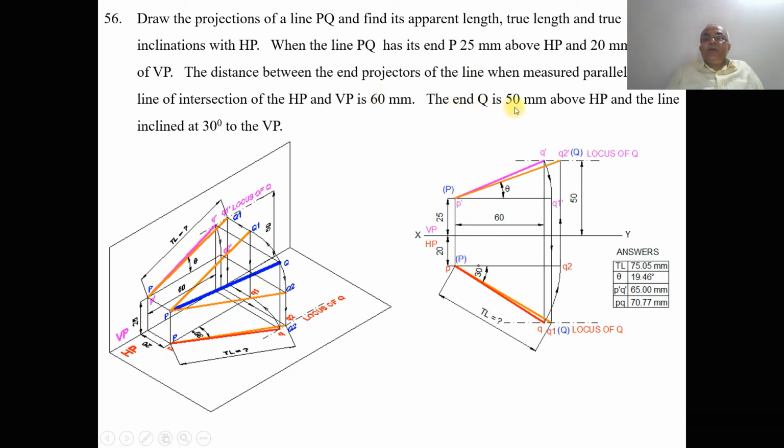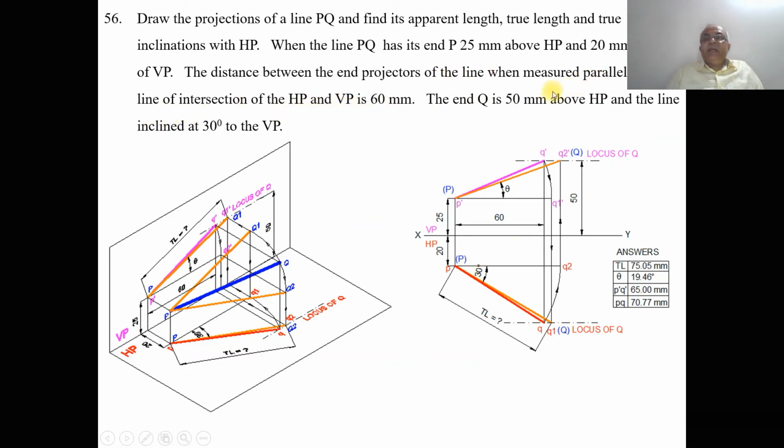Then he says the end Q is 50 mm above HP. So from the XY line you measure 50 mm above the XY line and draw a horizontal dash dot line, which is going to be parallel to the XY line in the front view. Because the 50 mm above HP distance can be seen in the vertical plane, which is above the XY line. This is going to be the locus of Q. Then we know that the distance between the end projectors, measured parallel to the line of intersection of HP and VP, is 60 mm.